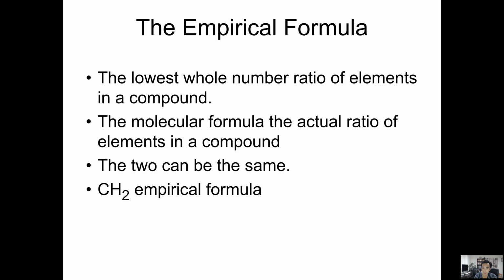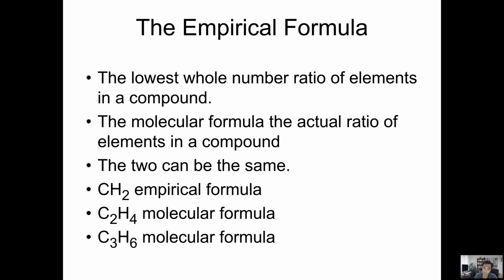CH2 is an empirical formula as another example. It's because you cannot reduce it any further. So it would be C1H2. The 1 is not written down on the carbon. While C2H4 is considered to be a molecular formula because you can technically reduce this down. So although the ratios are the same, the actual amount of elements is different. So if you divide both numbers by 2, you get C1H2.